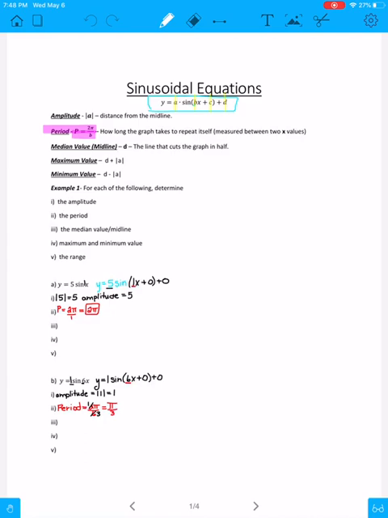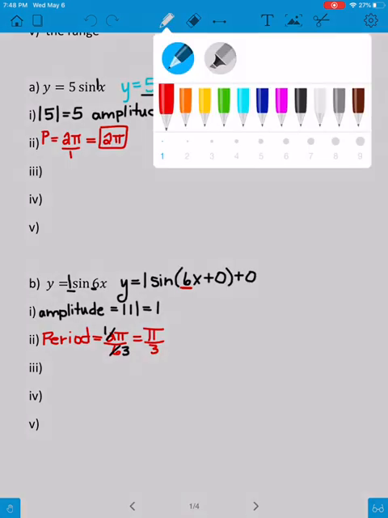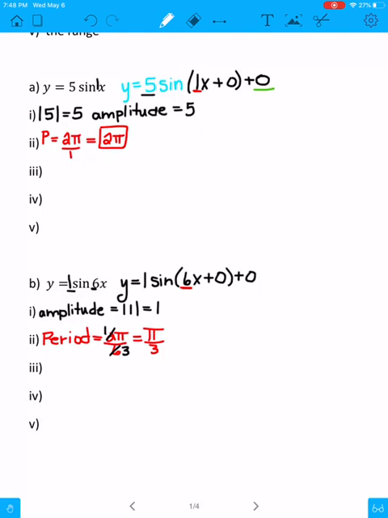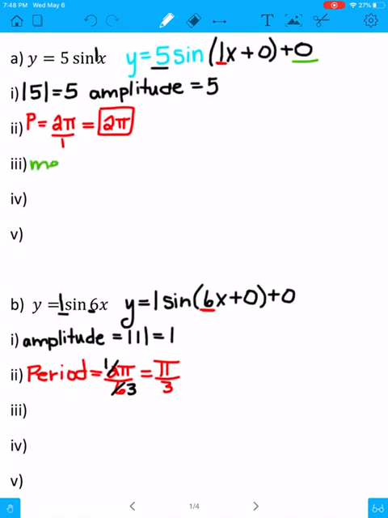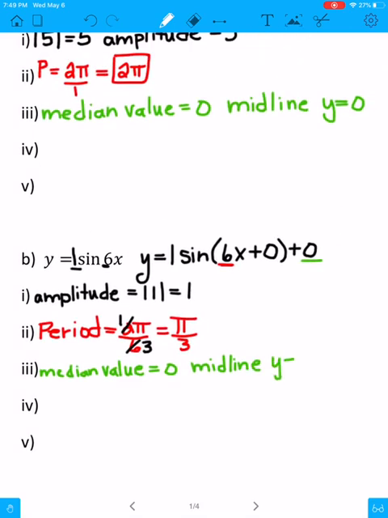3 asks you for the median value or the midline. What gave us the median value or the midline? Where did we put it in the equation when we did graphs to equation? We put it as D, remember? So our D is our median value. So our median value equals 0, and our midline is a line, so it has to have the y equals. So it's y equals 0. For this B, our D value is 0. So we have a median value which equals 0, and a midline, which is a line. So it has to be an equation, y equals 0.